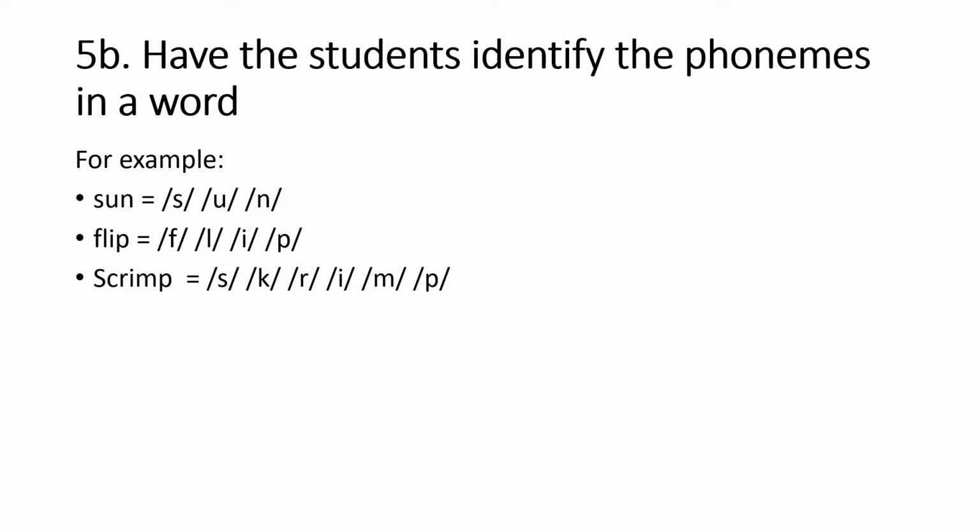5B. Have the students identify the phonemes in a word. For example, sun has the following sounds or phonemes: s, u, n. Flip has the following phonemes: f, l, i, p. And the word scrimp has the following phonemes: s, k, r, i, m, p.